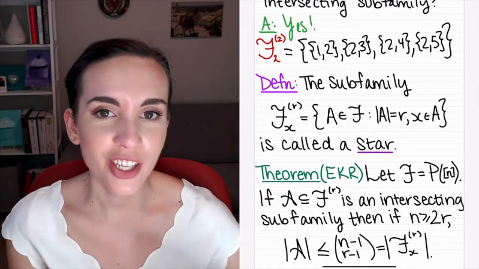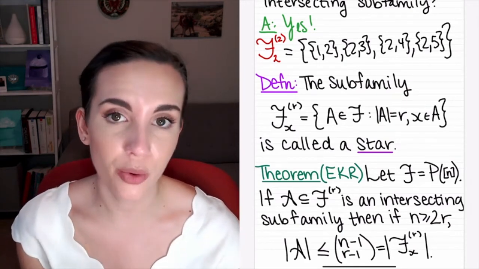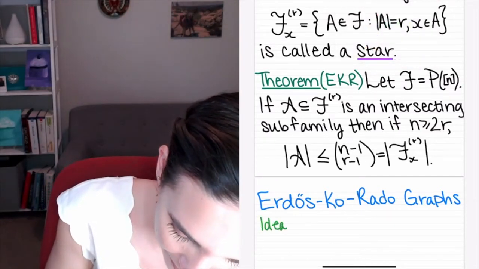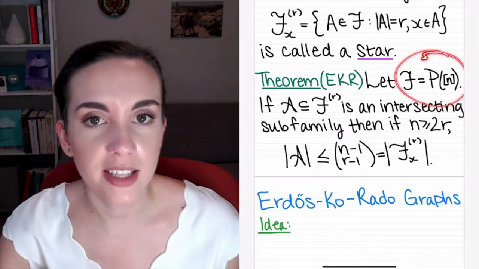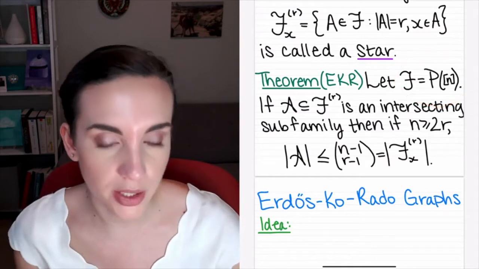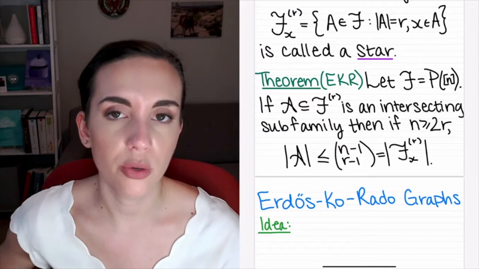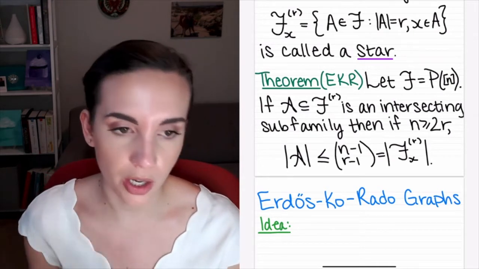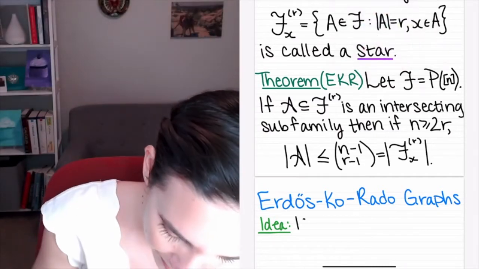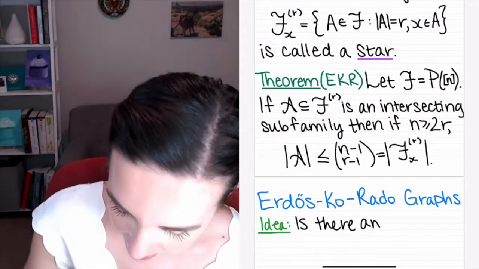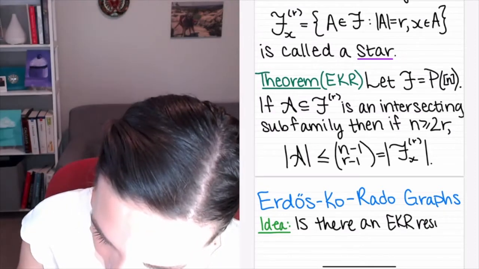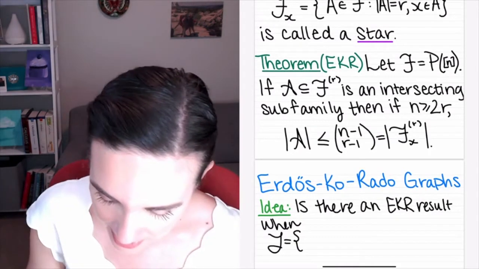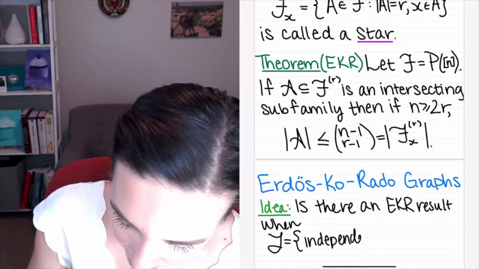And this theorem is actually going to lead us into talking about Erdős-Ko-Rado graphs. So the idea with Erdős-Ko-Rado graphs, it's related to this theorem above. The theorem above is saying that the family that we are considering is the power set of the set of integers from 1 to n. And instead, when we're thinking about Erdős-Ko-Rado graphs, we are considering a different family. And this is a family whose sets are related to a graph. So the question is, is there an Erdős-Ko-Rado result when the family is the set of independent sets of a graph G?